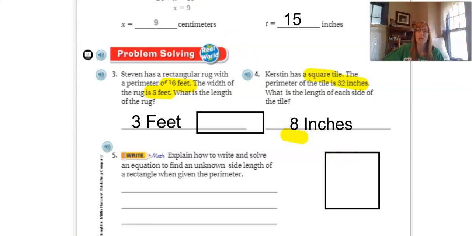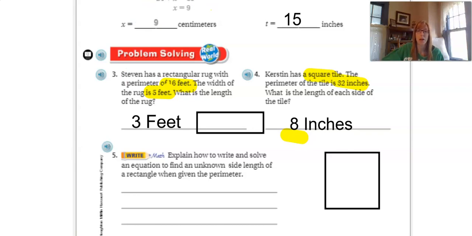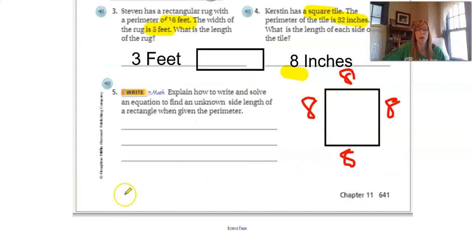So that means that, I have to go back to my pen, each side would be 8 inches. So you'd have 8 on this side, 8 on this side, 8 on this side, and 8 on this side, because perimeter is the distance around. So we do 8 plus 8 plus 8 plus 8, which is 32. And we were dividing. So hopefully you would see that you had 32 divided by the 4 equal sides gave you 8 for each side.